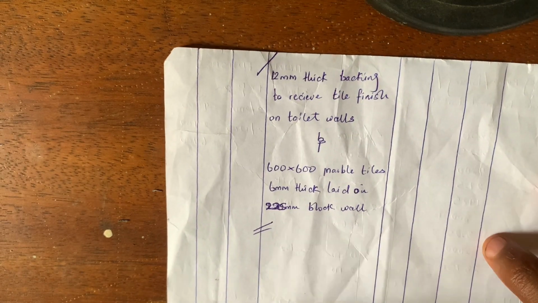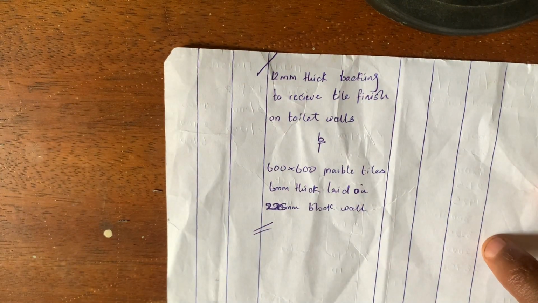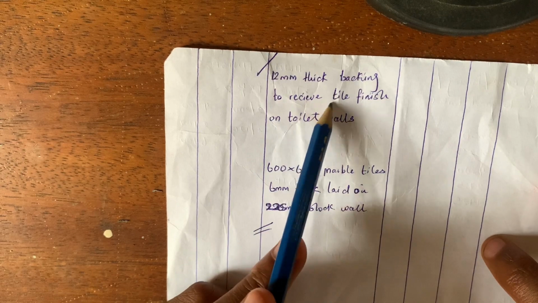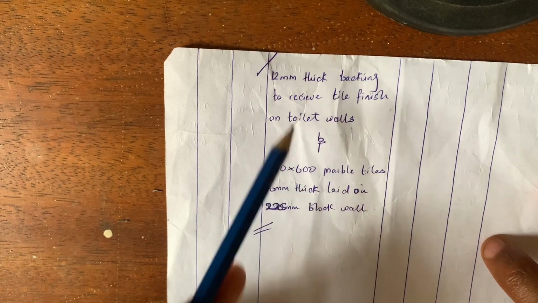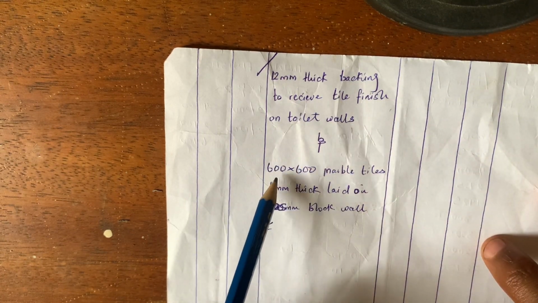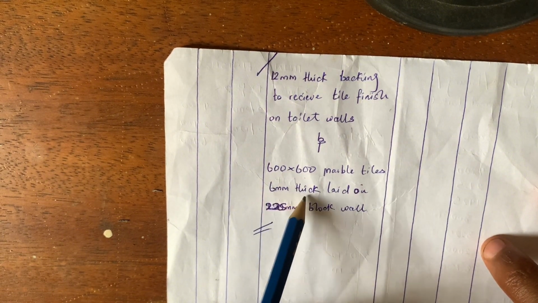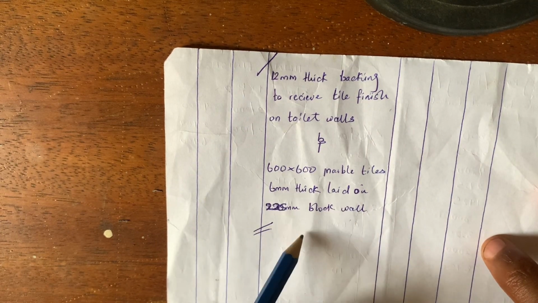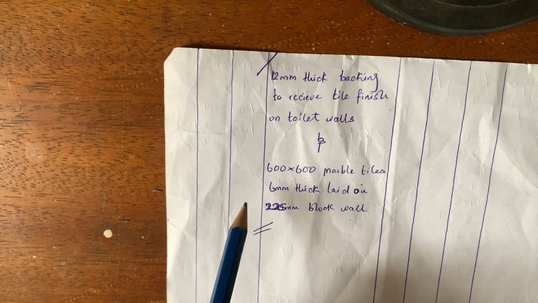So we describe by saying, first, the tiling work is done on the wall, so we need to do what we call backing, like I said in previous videos. So we will first describe 12 mm thick backing to receive tile finish on toilet walls, and because the two operations come together, 600 by 600, this is the size of the marble tiles, 6 mm thick, that's the thickness of the tiles, laid on 225 block work. So doing this, you've booked for the tile finishes at the toilets internally.